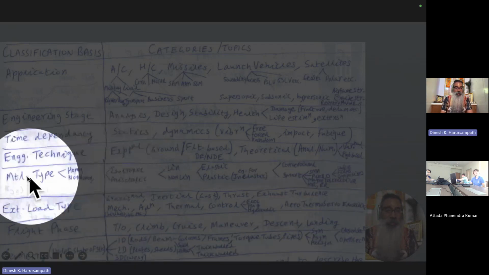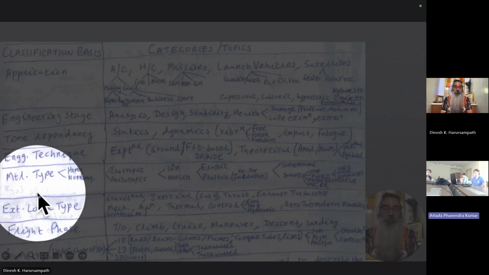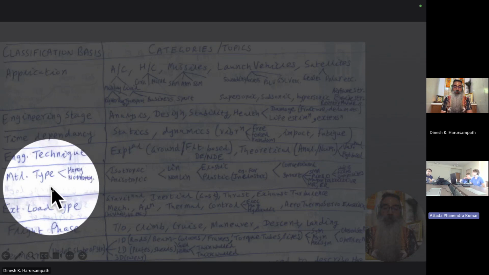So, are there any questions on these two, material type and external load type, that we discussed? I have one question. Yeah. Next to bird hits, there's an example of external loads. I wonder whether it says LG next to bird hits.